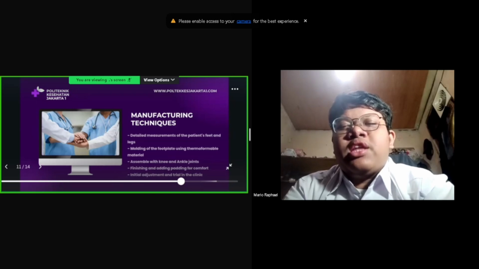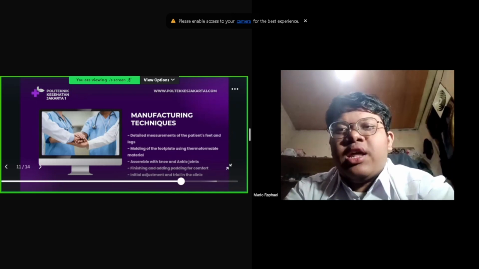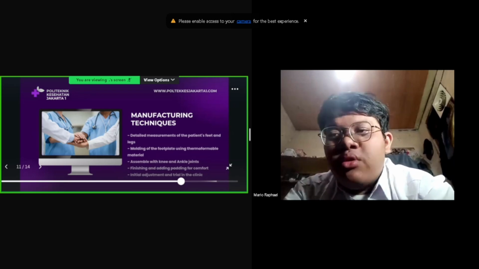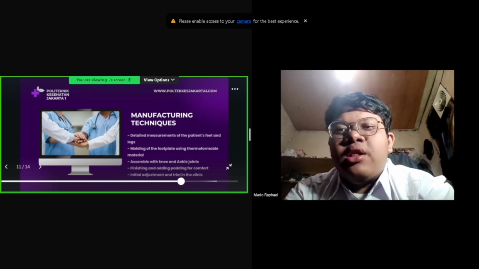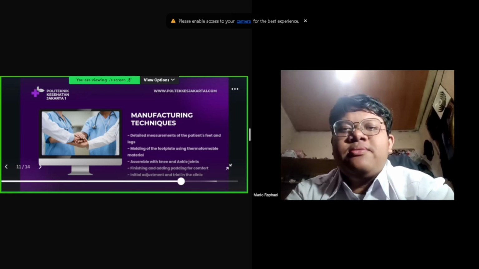For manufacturing techniques, first is detailed measurements of the patient's feet and legs. Second is molding of the foot plate using thermoformable material. Third is assembling with knee and ankle joints. Fourth is finishing and adding padding for comfort. And the last is initial adjustment and trial in the clinic. Next.